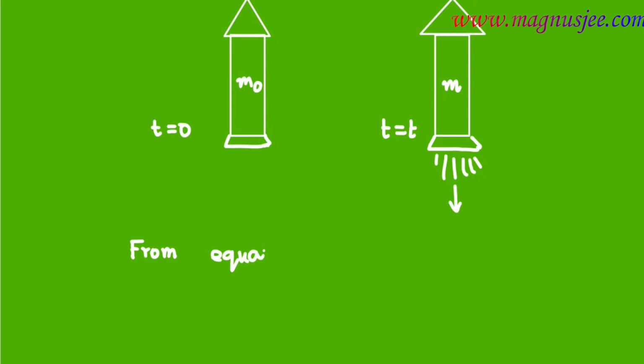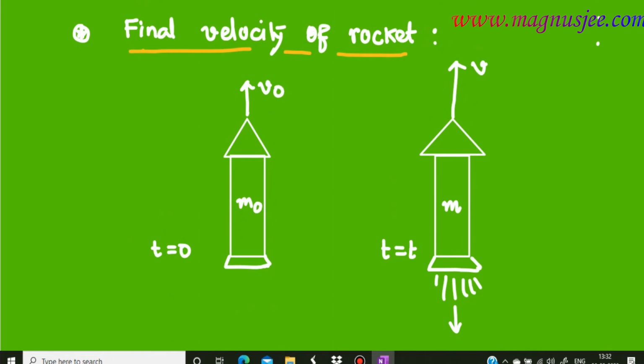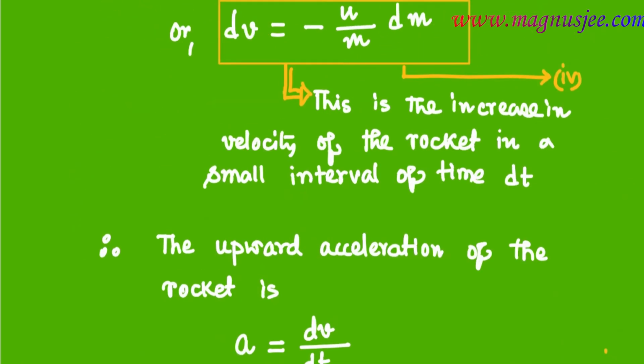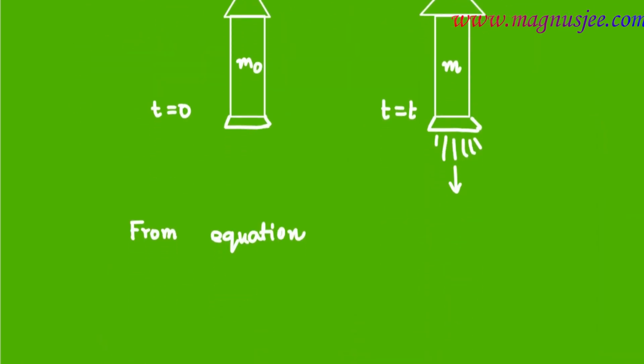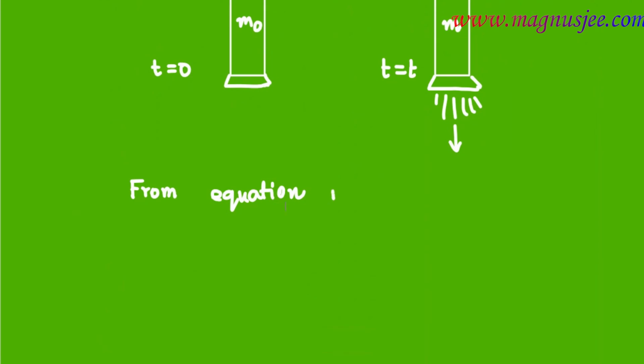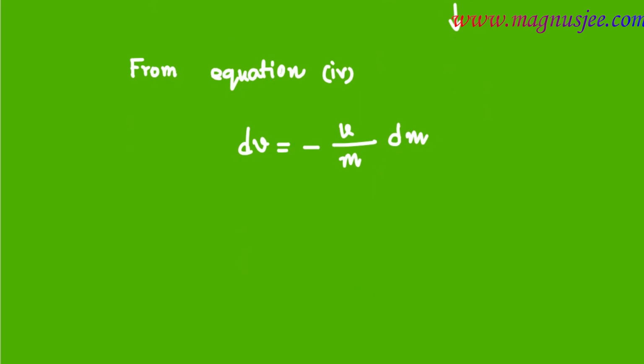From equation 2, if we check equation 2, from equation 4, dv equal minus u by m into dt into dm. So dv equal minus u by m into dm, which is the increase in velocity of the rocket.